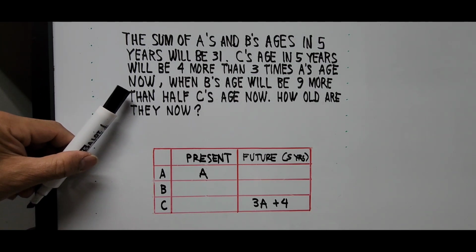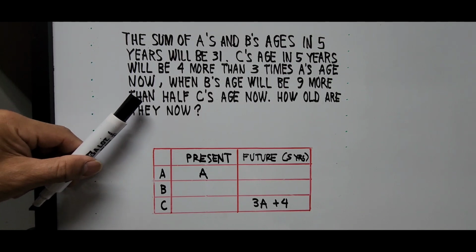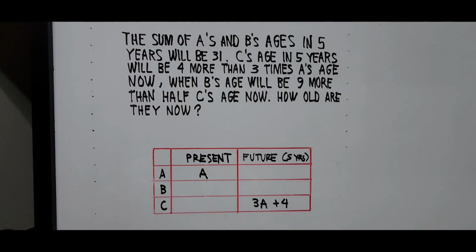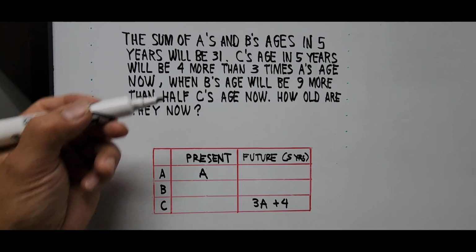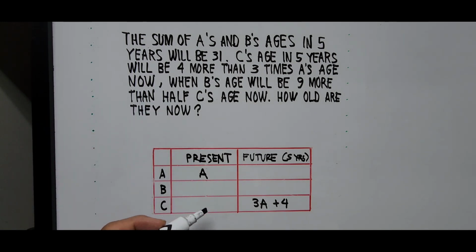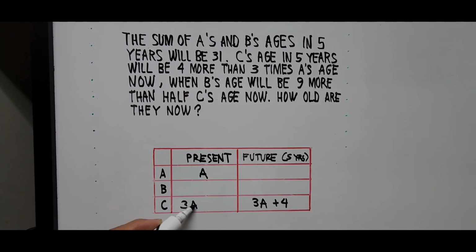And the second part of the second sentence: B's age will be 9 more than half C's age now. So B's future age compared to C's present age. Here we need to derive C's present age. Since the future is 5 years, we'll be subtracting 5 from here. So this is now 3A plus 4, minus 5 years.